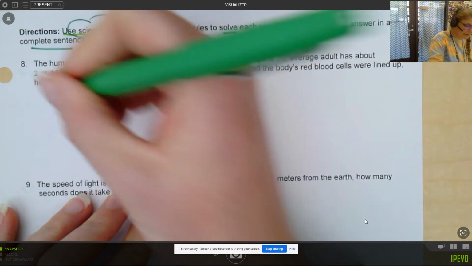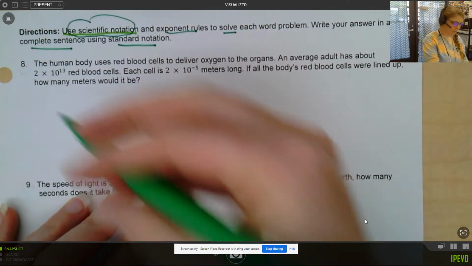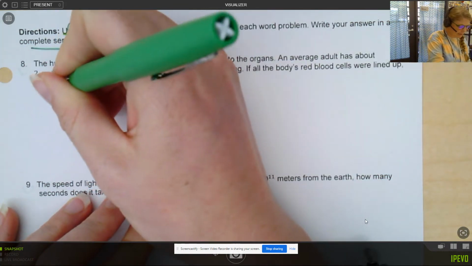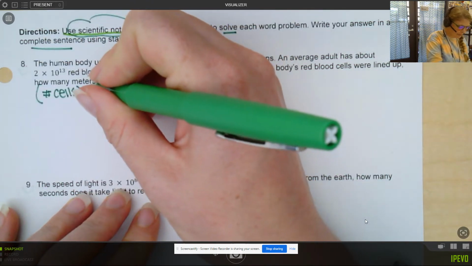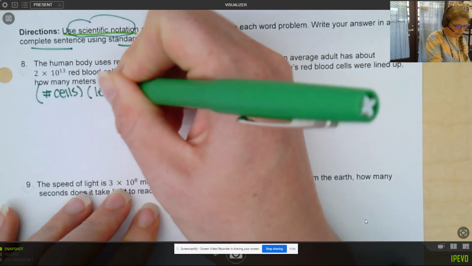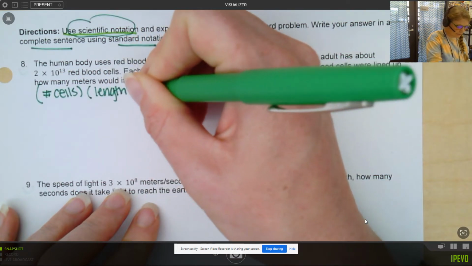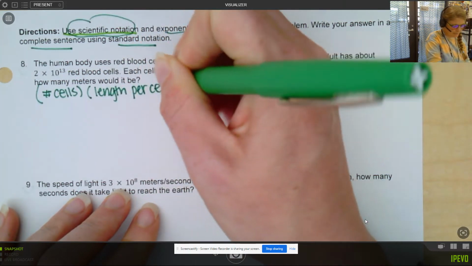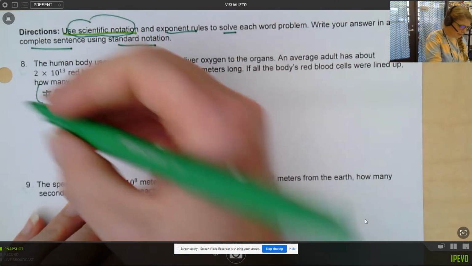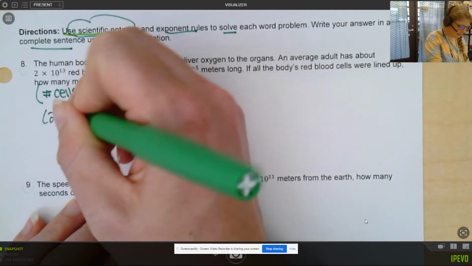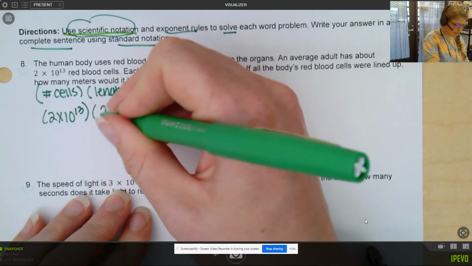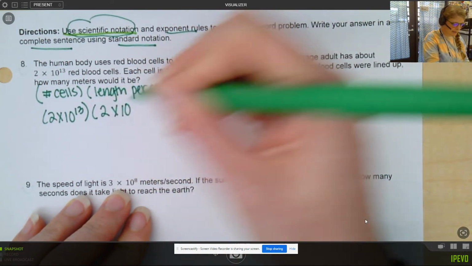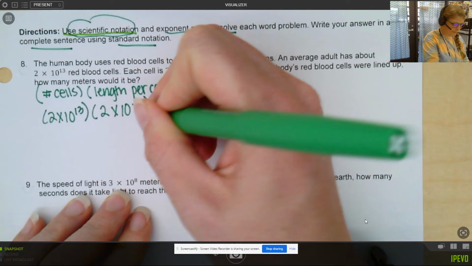So what we're going to do, I like to think about word problem solving. We're going to have the number of cells multiplied by the length per cell, or the length of one cell. So what do we have here? Well, the number of cells is 2 times 10 to the 13th power. And the length of one cell is 2 times 10 to the negative 5th power.